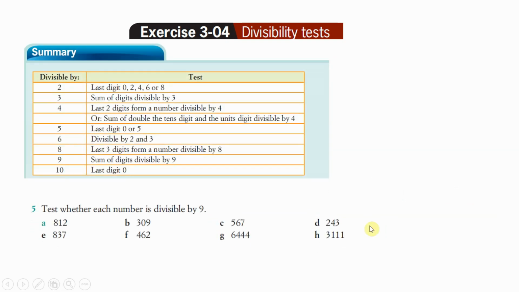Okay. Now question 5, divisible by 9. For divisible by 9, the sum of the digits must be divisible by 9. So we're adding again. I picked the last one again, 3111. The sum of the digits has to be in the 9 times tables. 3 plus 1 plus 1 plus 1 equals 6. Well, 6 doesn't go into 9. So no, this one here you can't divide by 9.